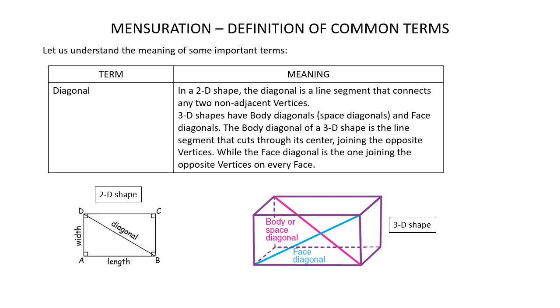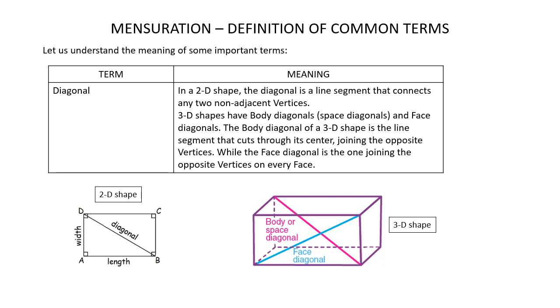Similarly, for this vertex would be the opposite vertex. So the line joining this vertex to its opposite vertex and passing through the center of the cuboid would be another body diagonal. So the body diagonal of a 3D shape is the line segment that passes through the center of the 3D shape and connects the opposite vertices. Now let's understand what is face diagonal.